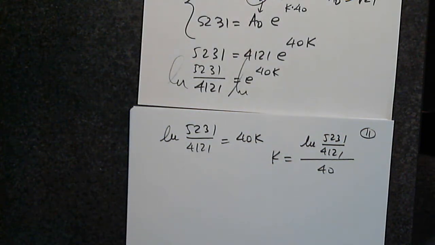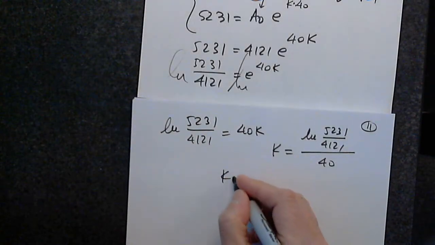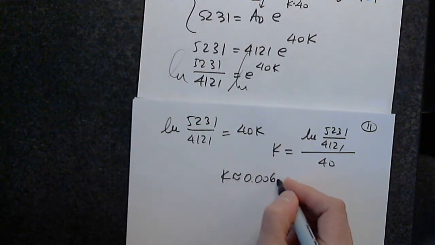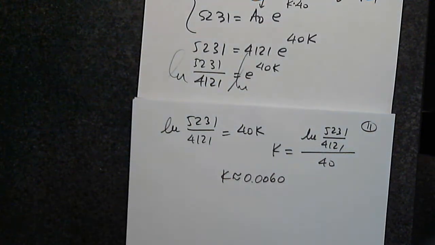So let's do that. So natural log of 5,231 divided by 4,121, and then divide everything by 40. And we have to use four decimal digits. So in this case, k is approximately 0.0060.